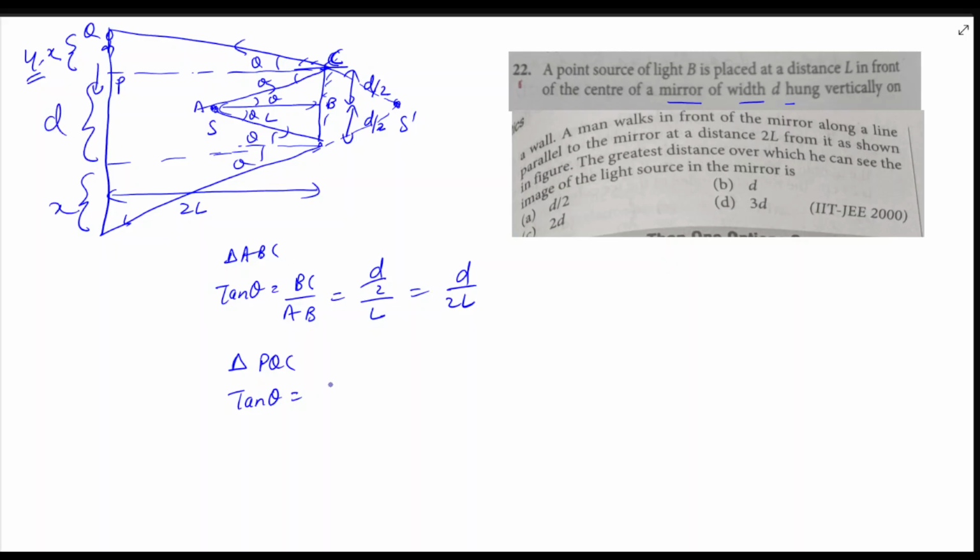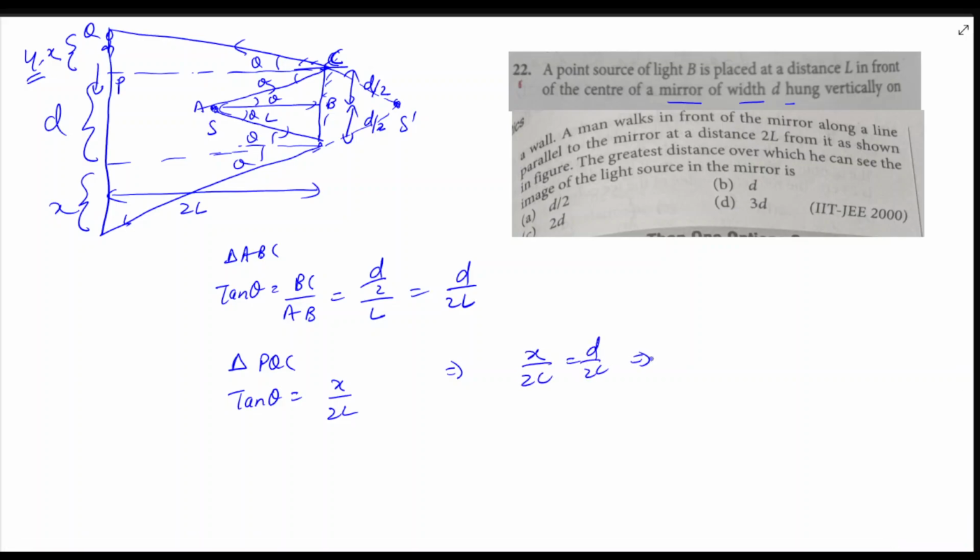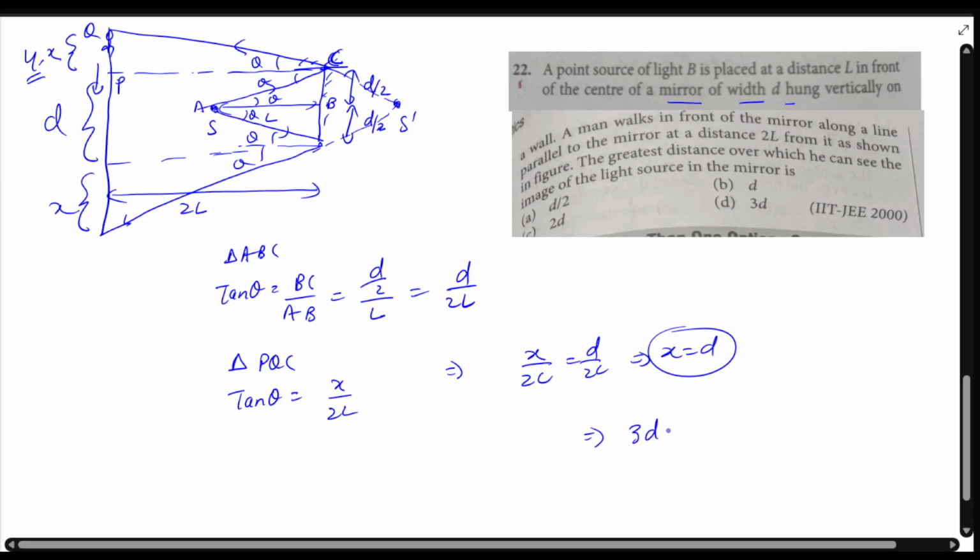So we'll just call it X. So it will be X upon this distance, 2L. Both are equal, so we'll get X upon 2L is equal to D by 2L. So we'll get X as D. So the total distance through which you can see the image of the source will be X plus D plus X. So it will be 3D. So B will be the option.